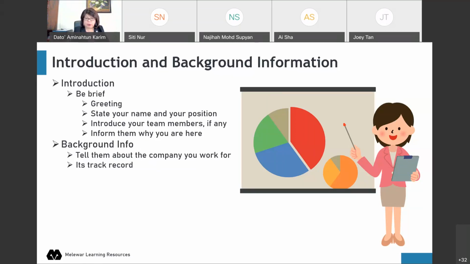Is it doing well, right? Is it a profitable company? How long have they been in business? How much is the annual turnover? How much money do they make, profits they make every year?